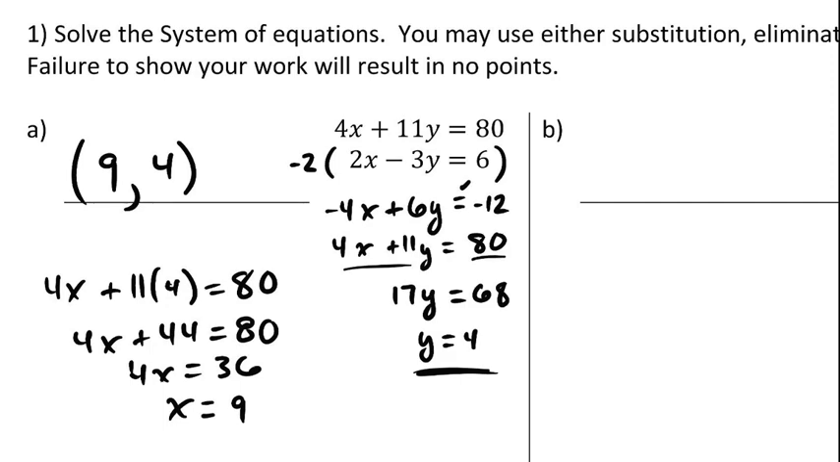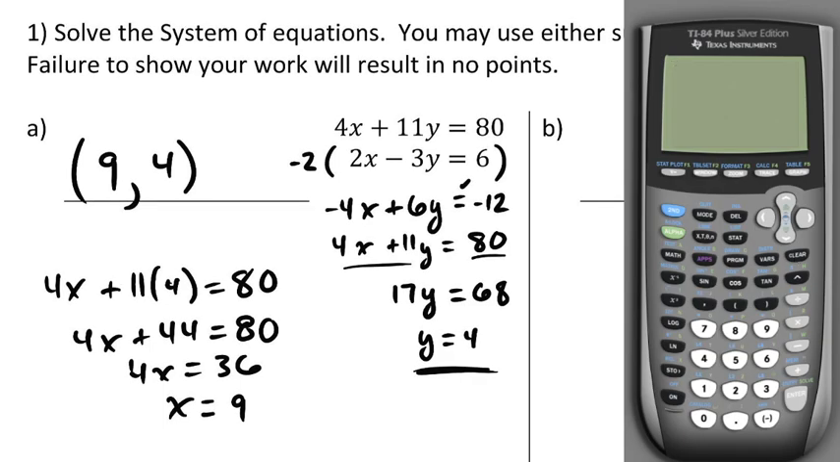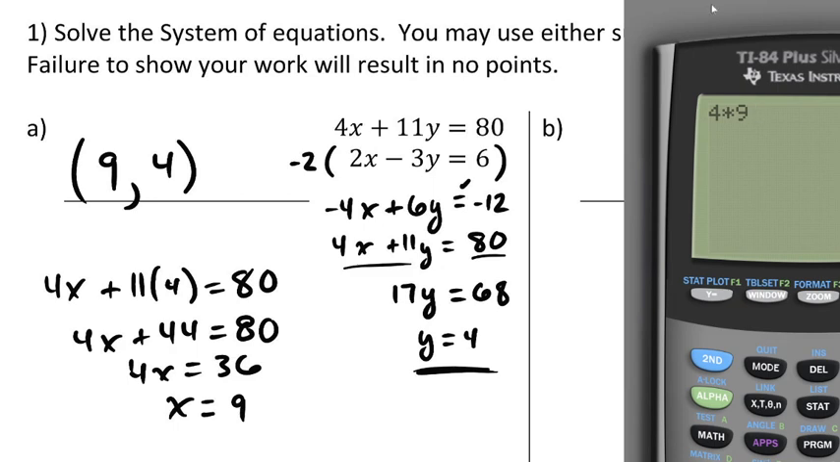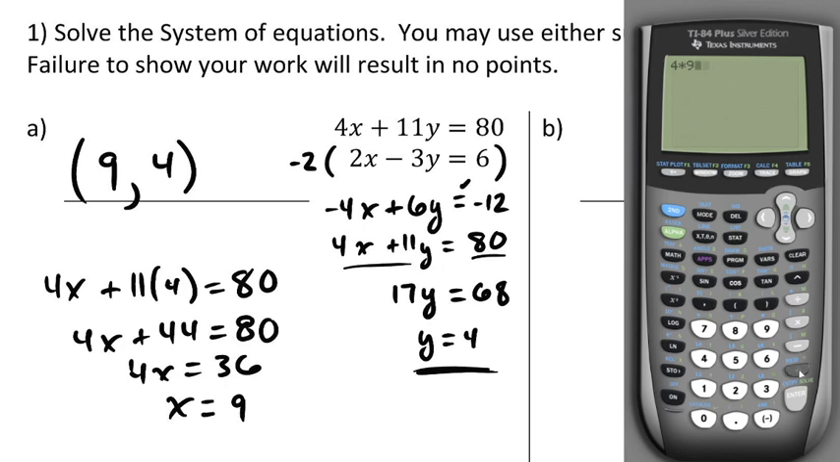So if I was to bring up the calculator here, I know that 4 times the x plus 11y should be equal to 80, so I'm going to go 4 times the x I found was 9 plus 11 times 4, there we go, should be 80. Uh-oh, I typed the wrong key, that's crazy. Let me do that again. 4 times 9, plus, oh geez, now my calculator's gotten all out of control here.